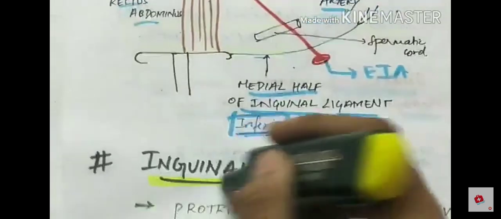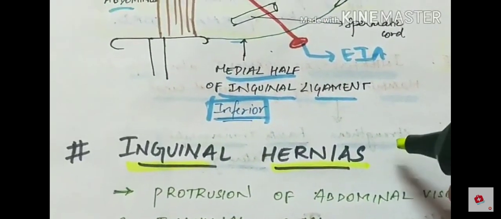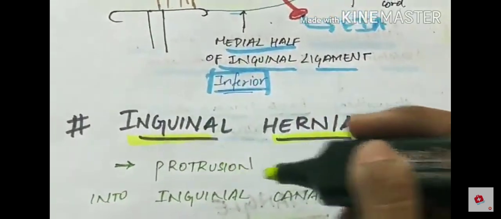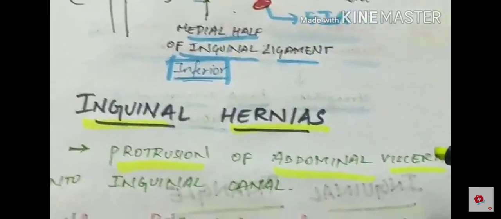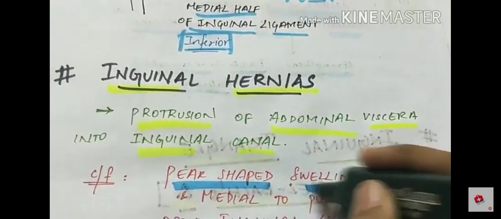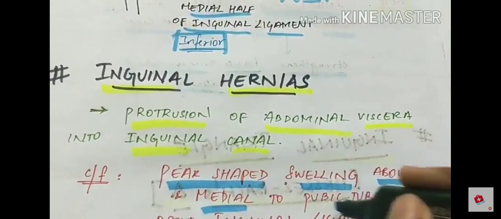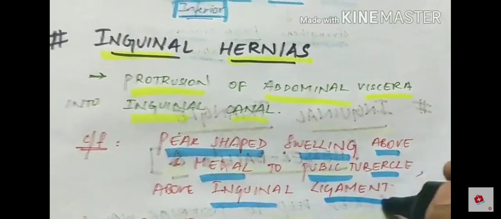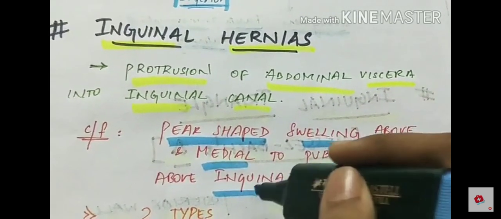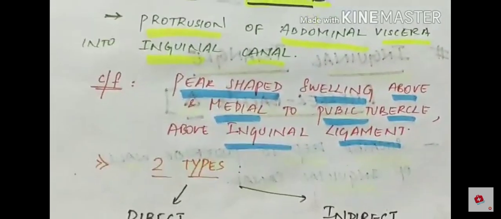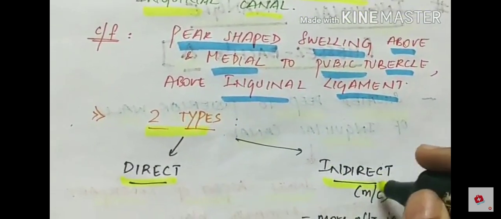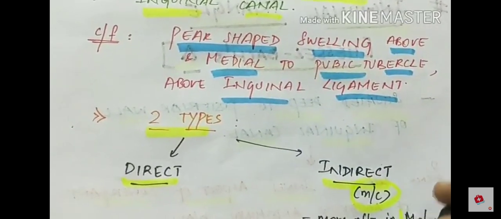Next, let's see about inguinal hernias. We'll see the basics here, but the main part of inguinal hernias will be covered in surgery. Inguinal hernias are protrusion of abdominal viscera into the inguinal canal. It is marked clinically as pear-shaped swelling above and medial to the pubic tubercle and above the inguinal ligament. There are 2 types of inguinal hernias: direct and indirect hernia. The indirect inguinal hernia is the most common type and more often it occurs in males.